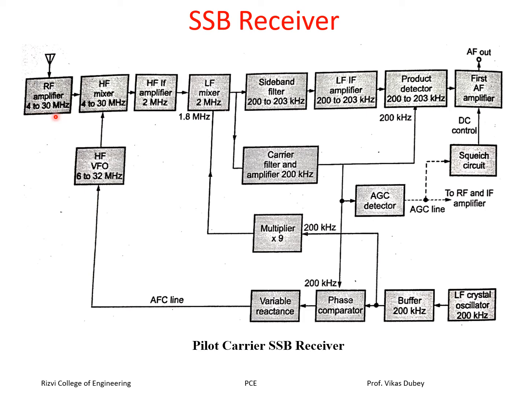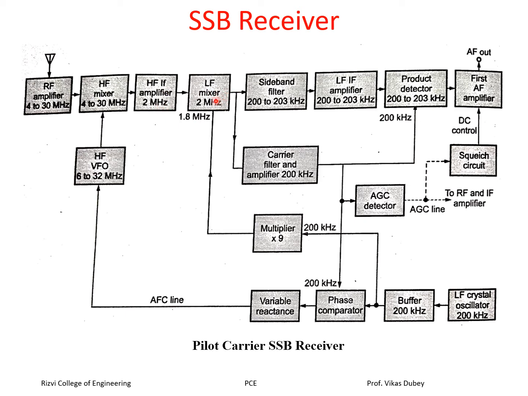The signals coming from the RF amplifier and the signal coming from the VFO, which is the variable frequency oscillator generating a frequency of 6 to 32 megahertz, go into the HF mixer. Now the gain is also controlled by this AGC line. The output of this goes to the HF IF amplifier, the intermediate frequency amplifier, which will amplify that signal.